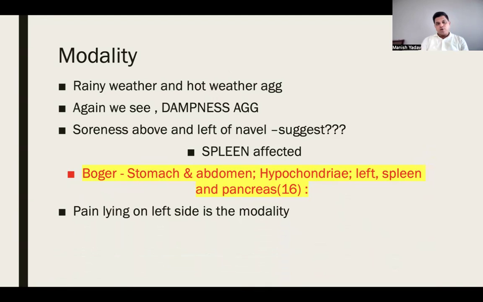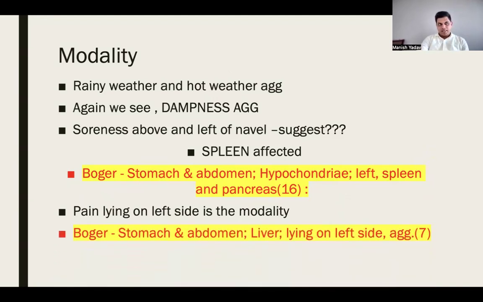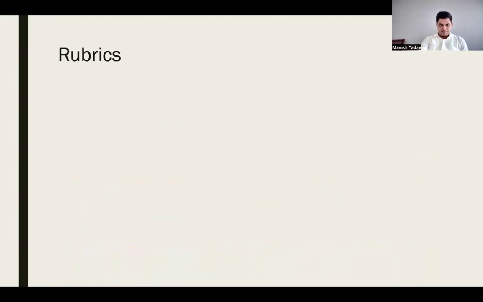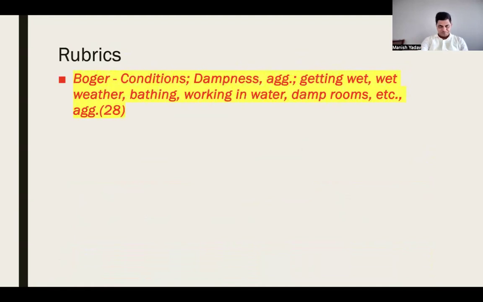And there's one modality also. Pain lying on the left side is the modality. If the patient lies on the left side, it aggravates. So the rubric is stomach, abdomen, liver, lying on the left side aggravates. So he wants to lie on the right side. So these are the rubrics.